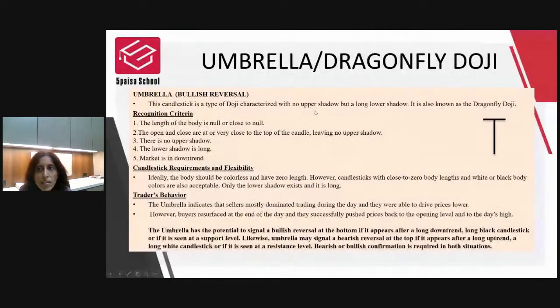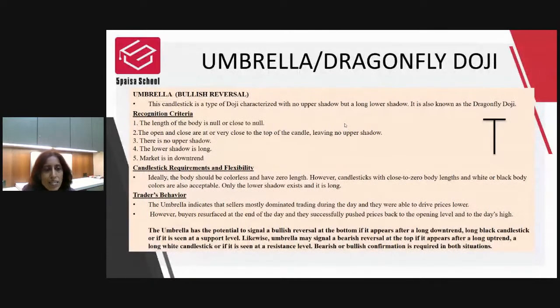Right? So now let's come to another kind of doji, which is called an umbrella or a dragonfly doji. Okay, so why an umbrella? Because you're seeing something at the top, and that is why the name umbrella. But why doji? Because the opening price and the closing price for the day have been one and the same. They are equal. That is why doji, right? But this is also referred to as a dragonfly doji.